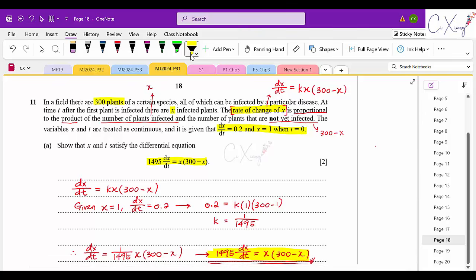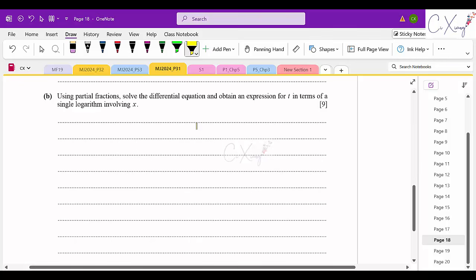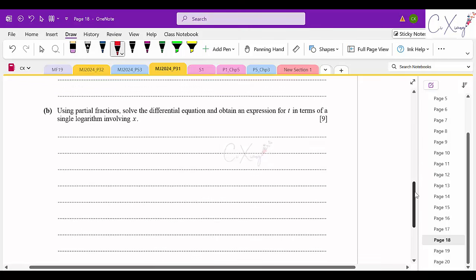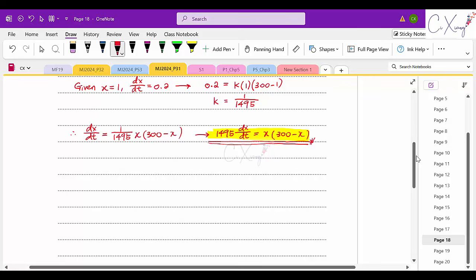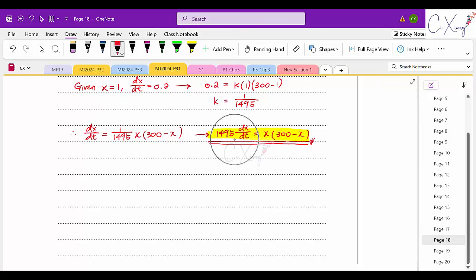Okay, so let's have a look at the next part, part B. For part B, using partial fractions, solve the differential equation and obtain an expression for t in terms of a single logarithm involving x. Okay, so we want to solve the equation here. First step, we have to rearrange the differential equation. I have to group all the x to one side and all the t to the other side. So one side is the x, one side is the t.